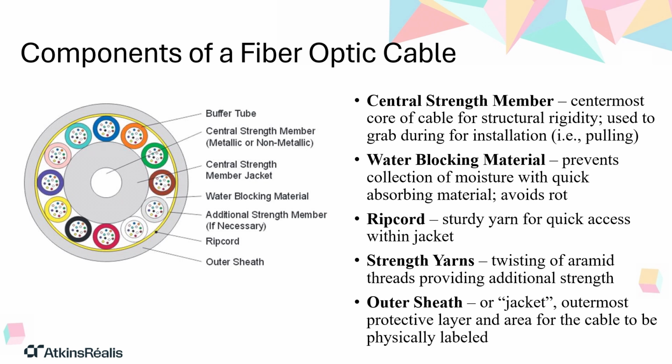Strength yarns are twisting aramid threads providing additional strength to supplement the central core member. And the outer sheath, or what we commonly refer to as the jacket, is simply the outermost protective layer of the cable, and it allows the cable to be stamped or printed upon key information. For example, the manufacturer, the count of the fiber, when it was installed, and the individual footage of the cable.